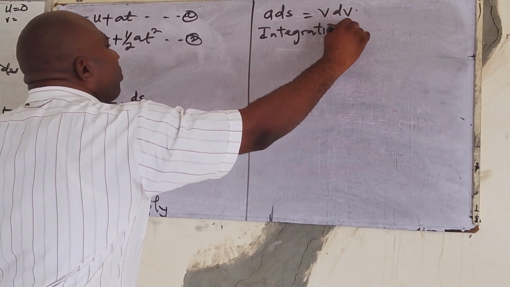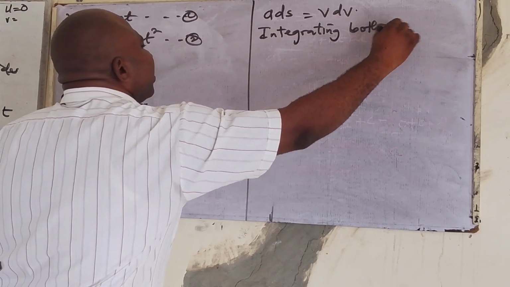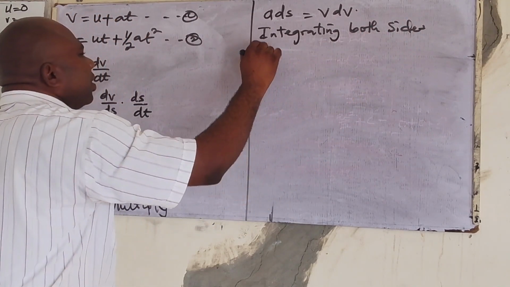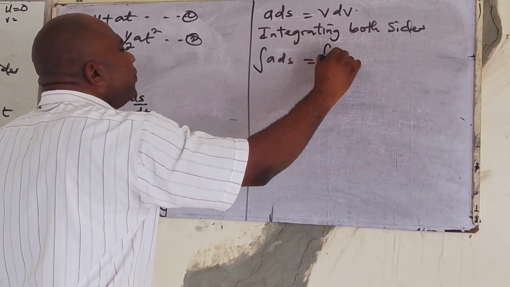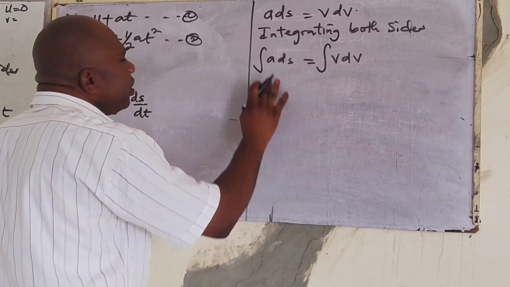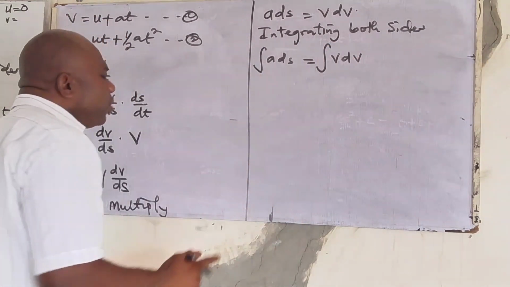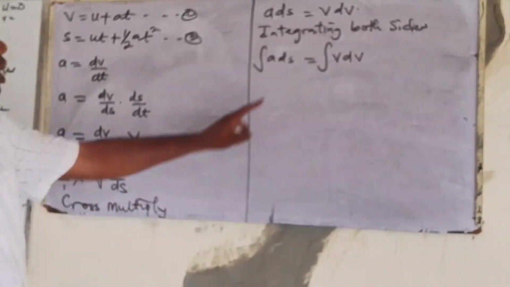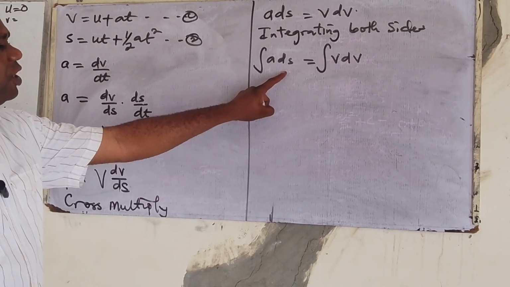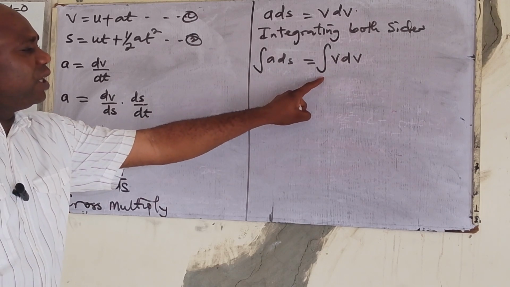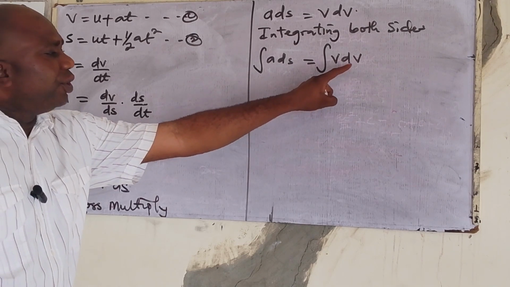Integrating both sides, the integral of a dx will be equal to the integral of v dv. Now let's look at this. This is acceleration, and this is change in displacement, equal to the integral of v dv.